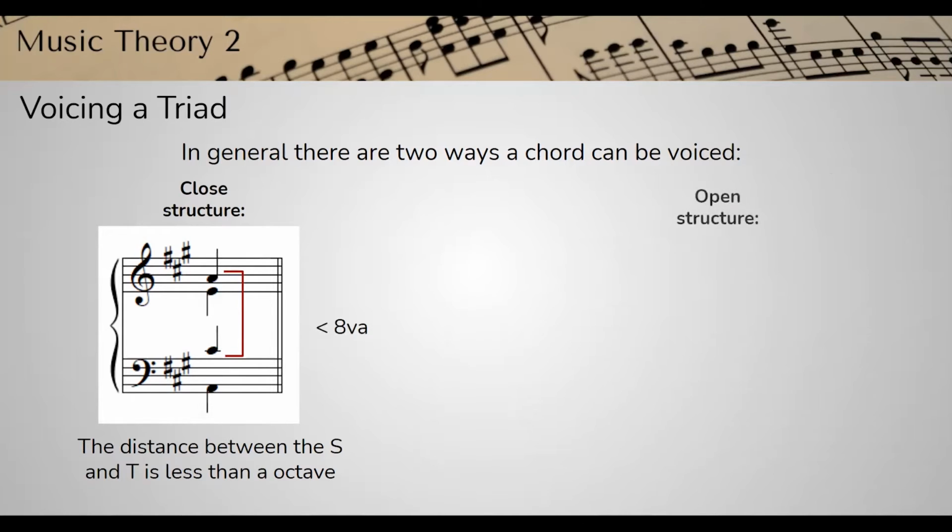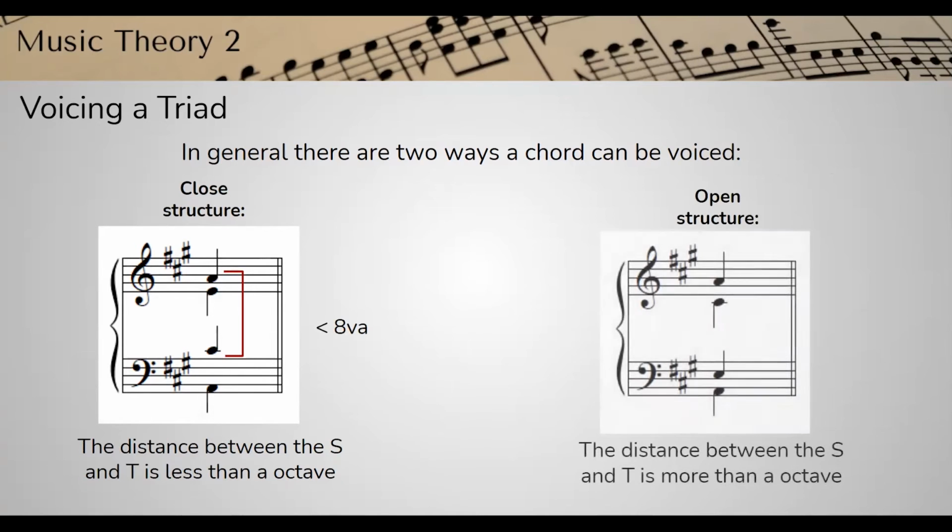Okay. And then the other way of doing it is the open structure, and that just means that the distance between the soprano and the tenor is more than an octave. And this is where we get our spread out kind of sound. Right? Kind of a mixture of darkness and lightness, really. And what defines this kind of voicing is that we have more than an octave between our soprano, that A, and our tenor, that E in bass clef. Okay, so those are the two general ways you can voice a triad.